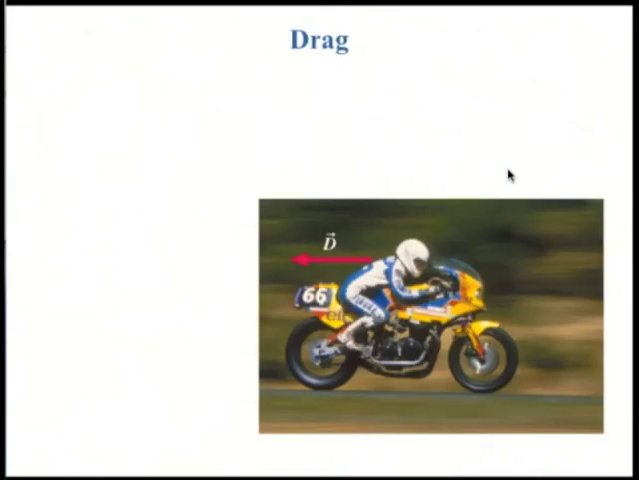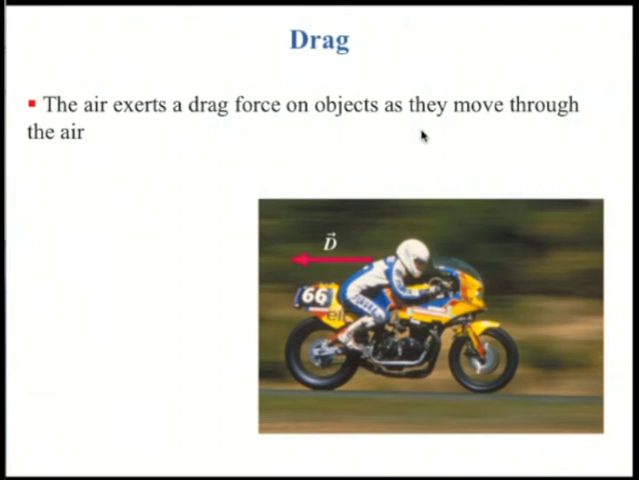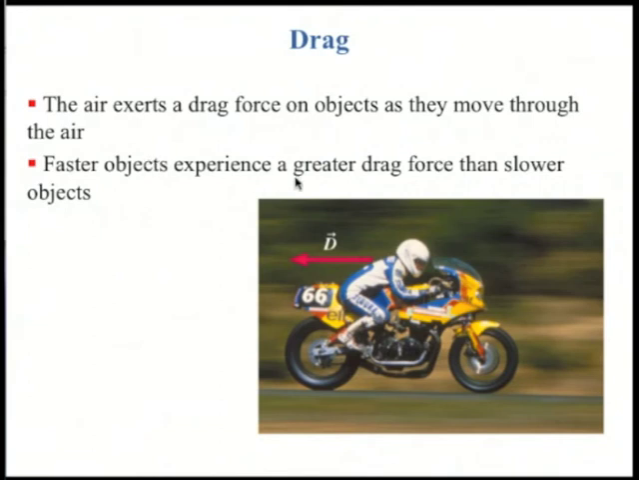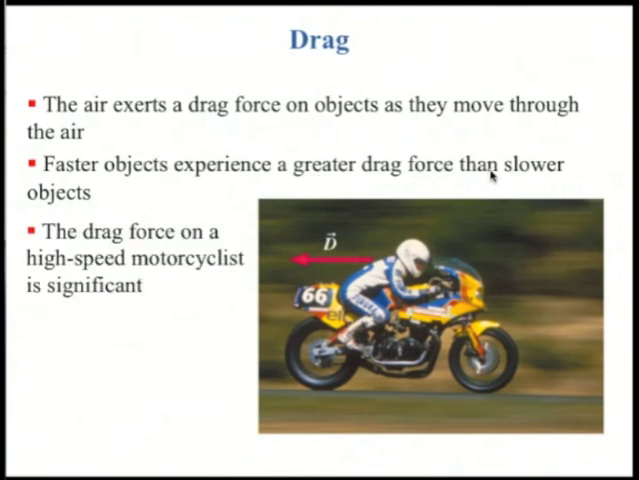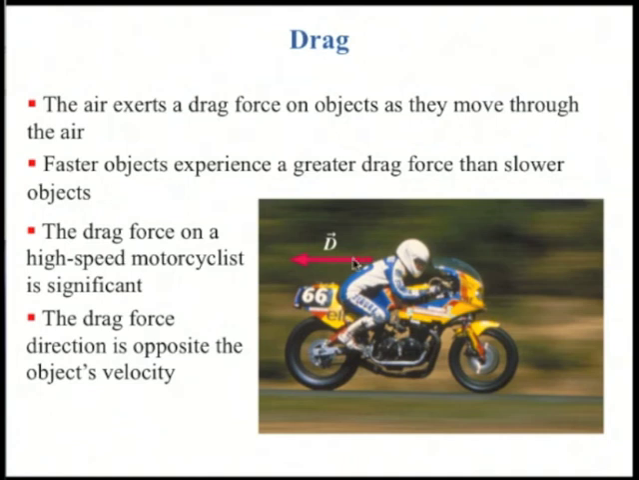Okay, finishing off Chapter 6. Section 6.5 is on drag. The air exerts a drag force on objects as they move through the air. Faster objects experience a greater drag force than slower objects. Here's a motorcycle. If it's going at very high speeds, then the drag force on the motorcycle is significant, and it's opposite to the direction of the object's velocity through the air.